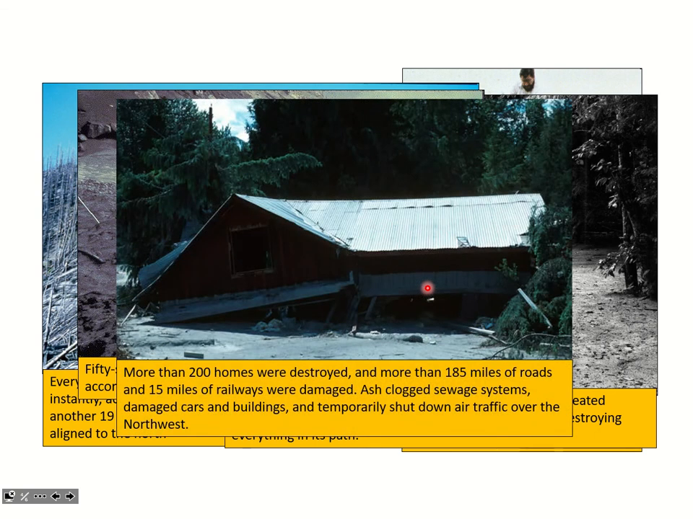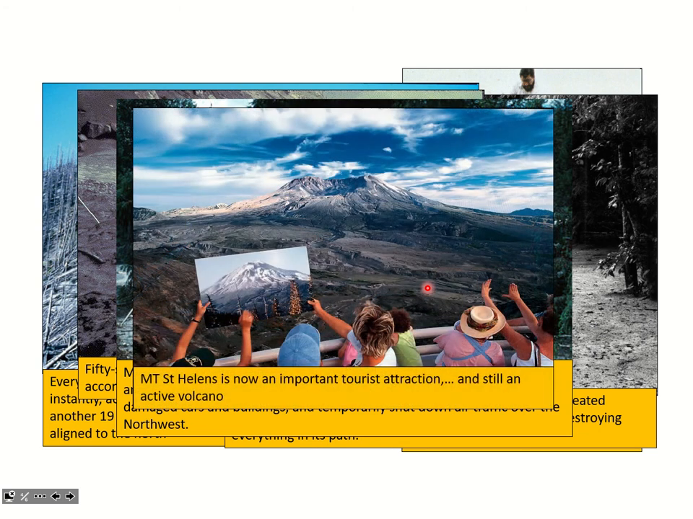Over 200 homes were destroyed, and over 185 miles of road and some railway also damaged. Now, out of the categories there, these are of course economic impacts. Homes being destroyed are social impacts. The sewage systems were clogged, there was damage to cars and buildings. I mean, it's all terrifying stuff. And massively damaging to the economy as a whole, because all of those buildings are going to have to be opened up again, they're going to have to be rebuilt, and the miles and miles of roads are going to have to be unclogged before you can get emergency services in. So a really important impact there.